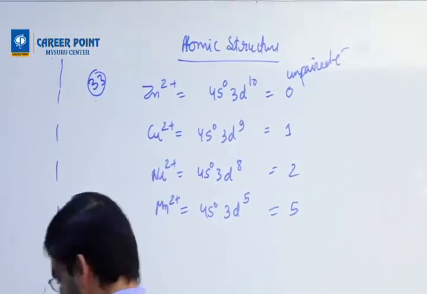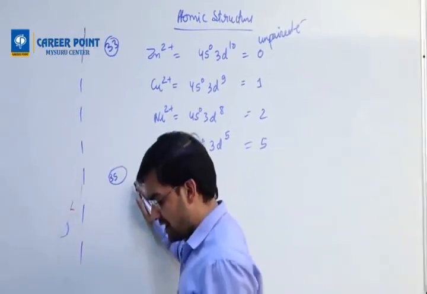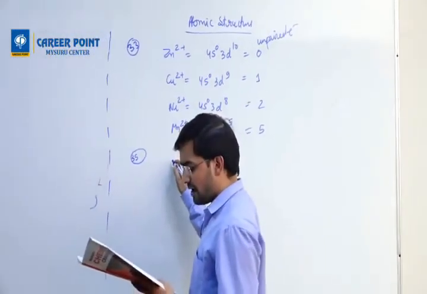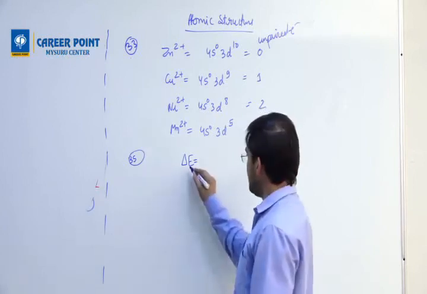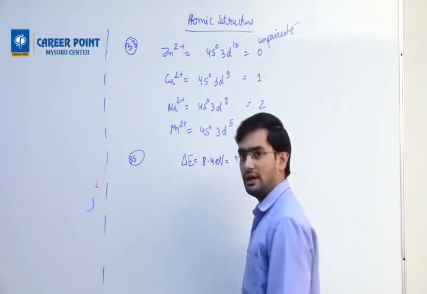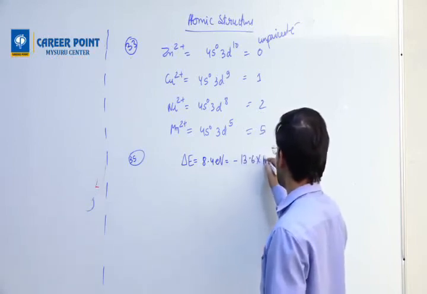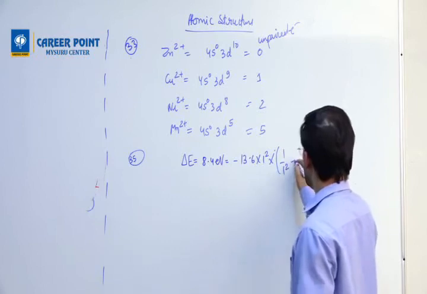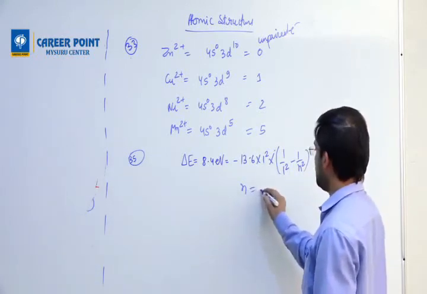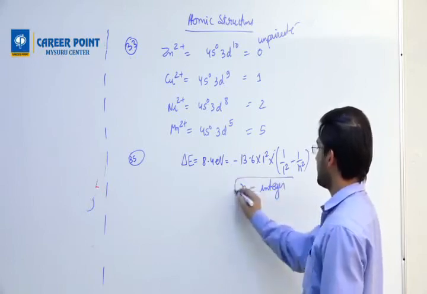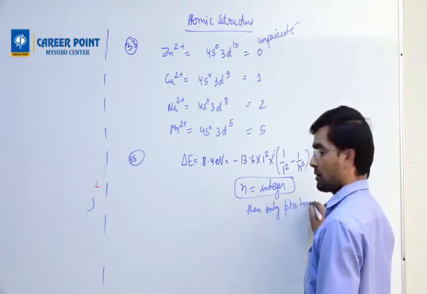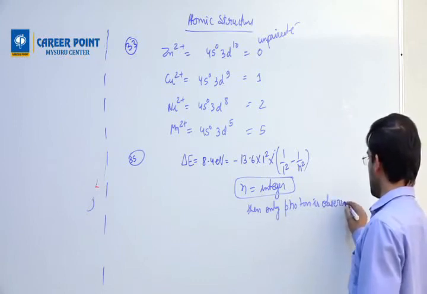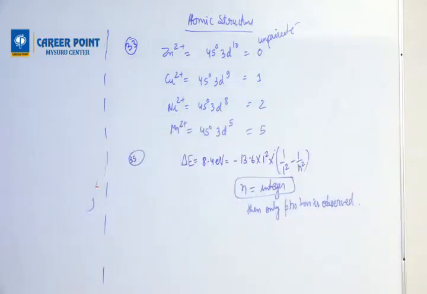Okay, so question number 35. If the hydrogen atom is excited by 8.4 electron volt energy, then the number of emitted spectral lines is asked. So if delta E, which is given as 8.4 electron volt, equals minus 13.6 into 1 by 1 square minus 1 by n square, on solving, if n comes as an integer, then only that photon is observed. So this is question 35.